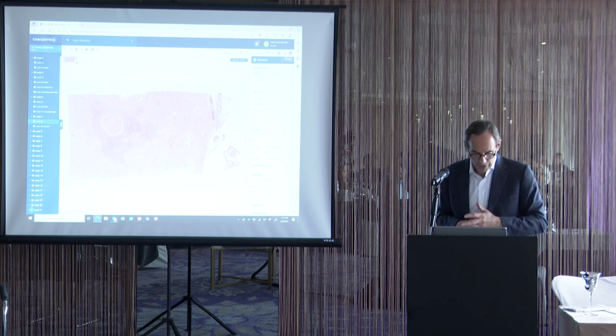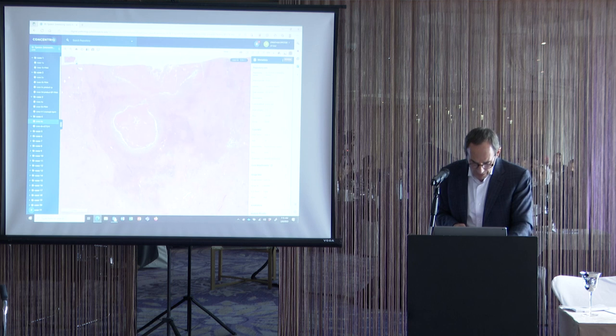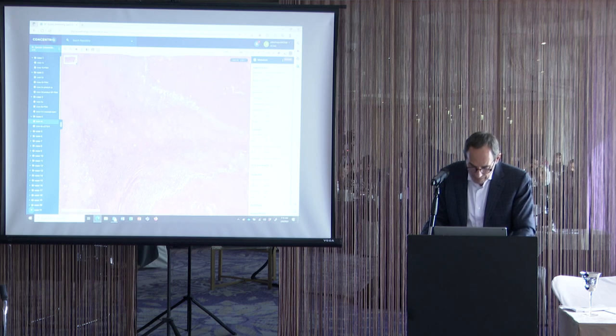Next case is a paratesticular nodule. It's labeled as paratesticular nodule, but it looks like it's more in the testis. So what we have is a testis where you can't really make much out of the testis. We see this area of necrosis.